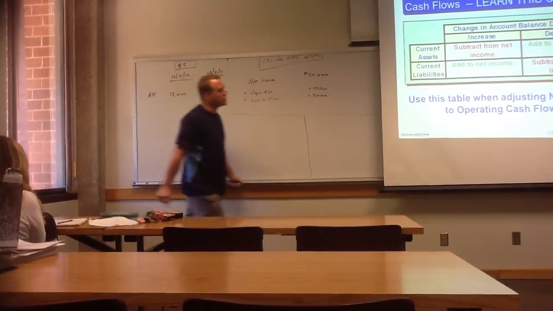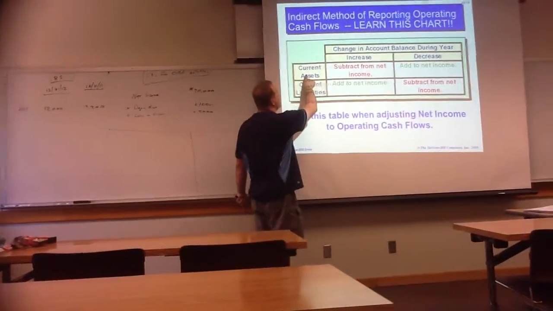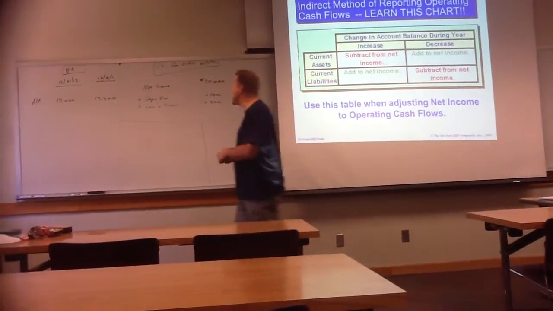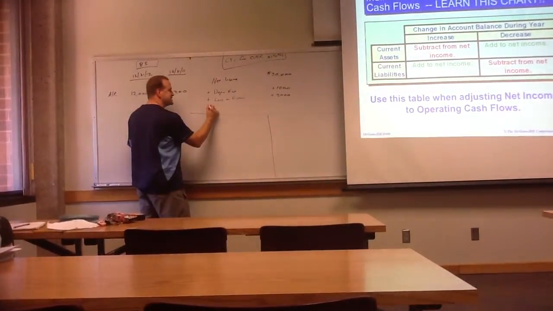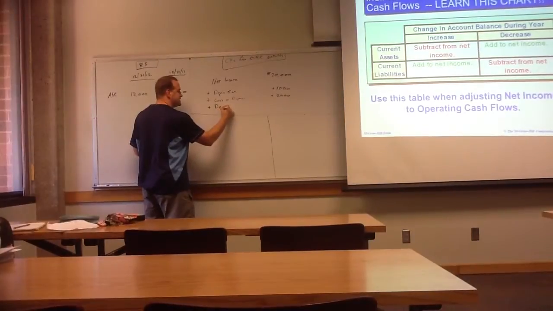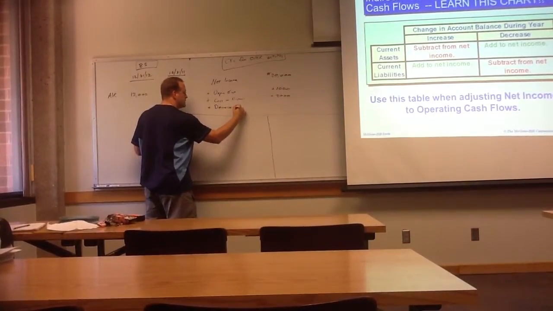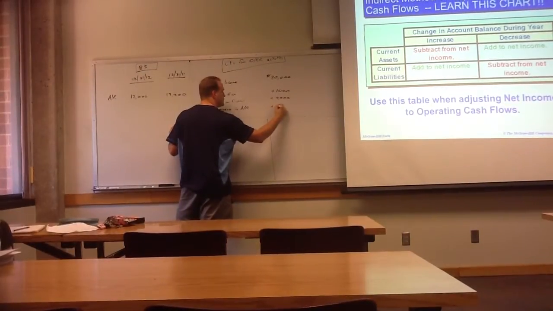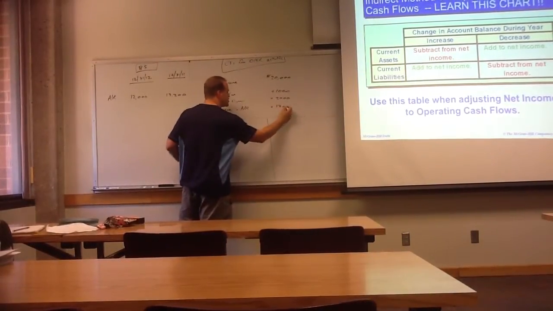Well, let's go to the chart. How do we handle this? This is a current asset, and there's a decrease, so we add it to net income. So here's how we would say that: plus the decrease in accounts receivable, we would add that. And here's our rationale.